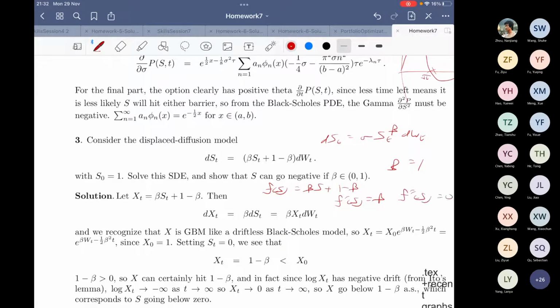The second derivative is 0. So when you do that, you get simply f dash of st, which is beta, times dst. But then we know that dst is xt dwt.